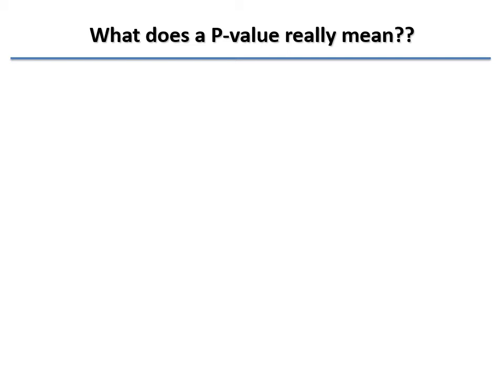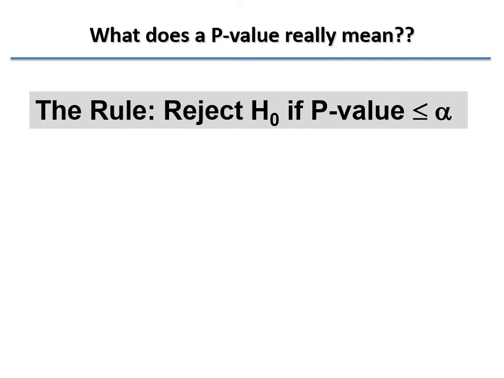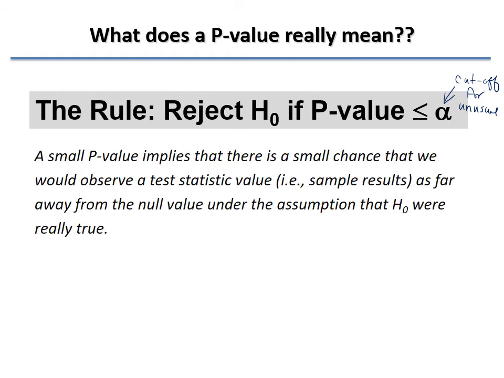Let's think about this some more because it's an important idea. Our rule is that we reject the null hypothesis if the p-value is less than or equal to the significance level that we set out in advance. So that significance level is like our cutoff for what we're going to see as unusual. It tells us how far you have to go away from 0 in this t-distribution for us to say that the results are unusual. A small p-value implies there's a small chance that we'd observe a test statistic value as far away from the null value under the assumption that H0 is really true.